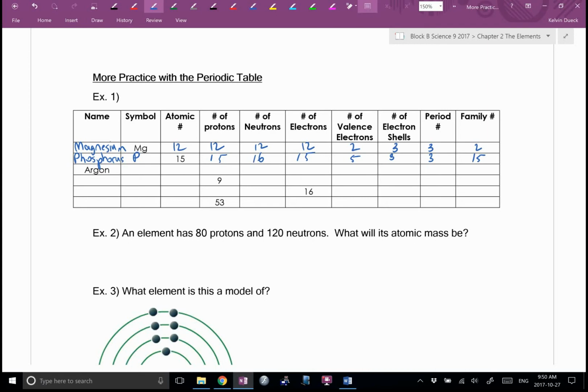Argon. What happens to students on Friday after school? They are... Okay, AR.